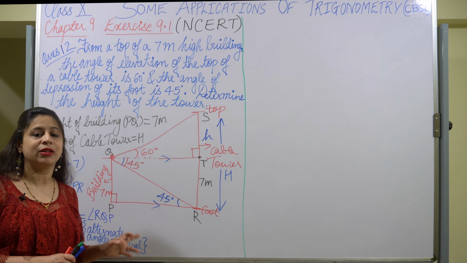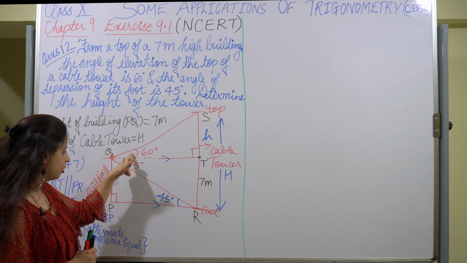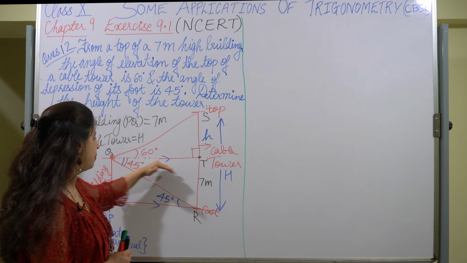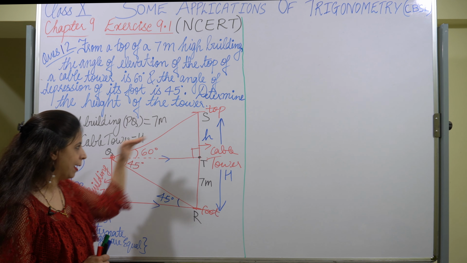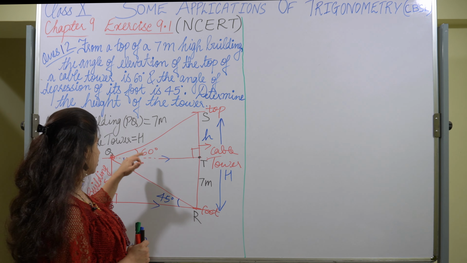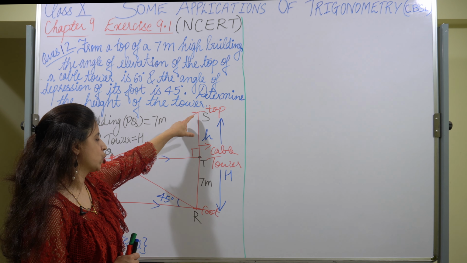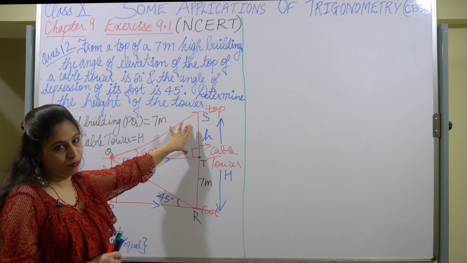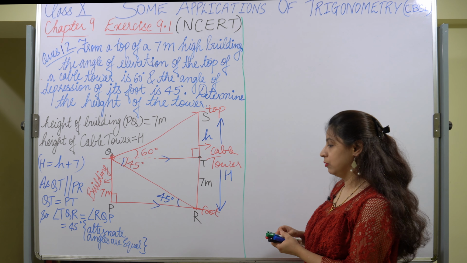Okay, similarly for the triangle QTS, the angle 60 degrees we are taking over here, so we will be taking the base to be QT. Angle opposite to 90 degrees is always the hypotenuse, so SQ will be the hypotenuse, and the side opposite to 60 degrees will be the perpendicular, so my perpendicular will be ST. Okay, so let us start finding the value.